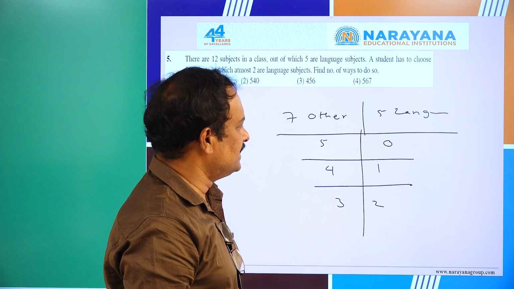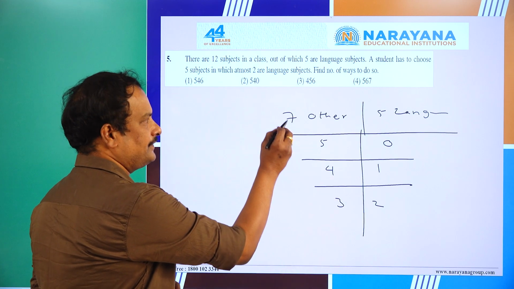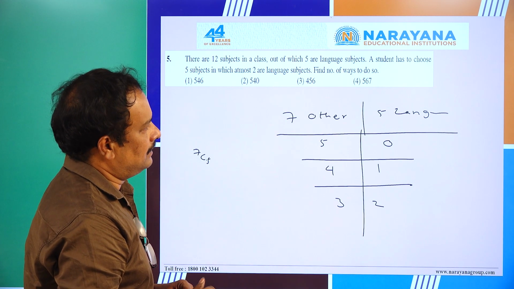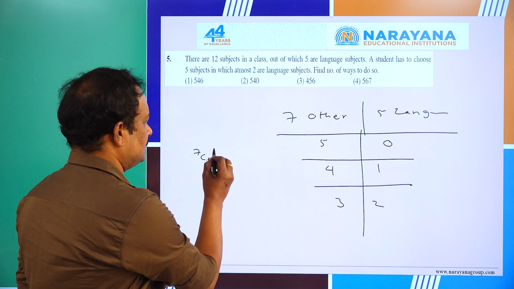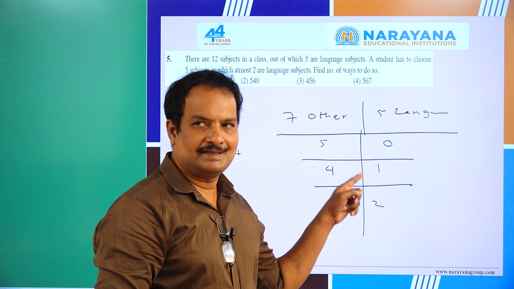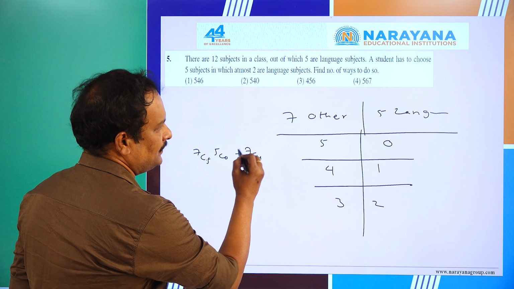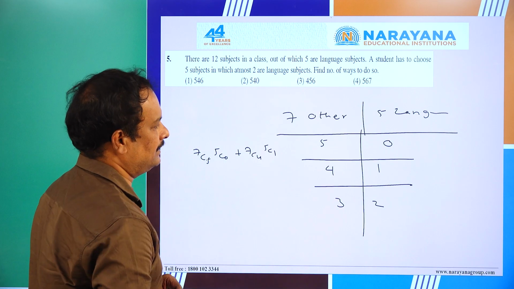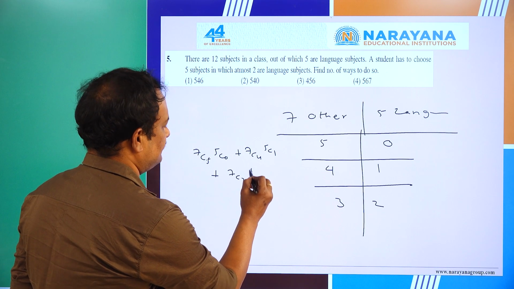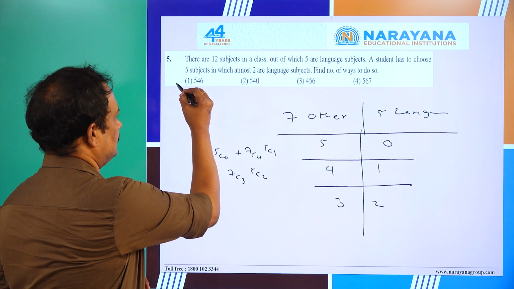So in this manner, obviously you will get the total possible ways in which we can do this. So 5 from 7 can be done in 7C5 ways. Next, out of the 5 language subjects, 0, that is 5C0. This is the first case. What about the next one? That is nothing but 7C4 into 5C1. And the third one is 7C3 into 5C2, that's it. If you simplify this one, you will be getting the value.